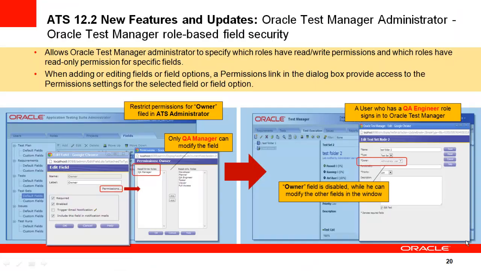So this was Oracle Test Manager's role-based field security feature. In this presentation, this is the only major new feature for Oracle Test Manager, but there are many other bug fixes done for Oracle Test Manager in 12.2. Also, a development work for many other new features is underway for next major release 12.3. So please stay tuned.